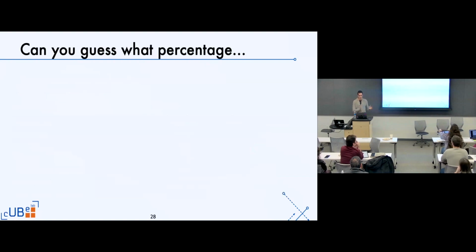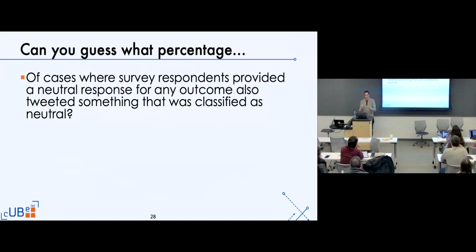Okay, so audience participation. Of the cases where survey respondents provided a neutral response for any outcome, what percentage of the people who provided a neutral survey response across all topics tweeted something that was neutral? Someone give me a number. 20%. Okay. Any other ideas? Guesses? Higher, lower?